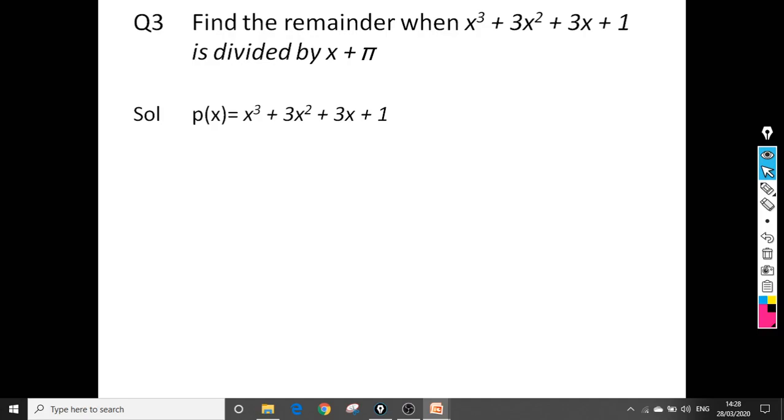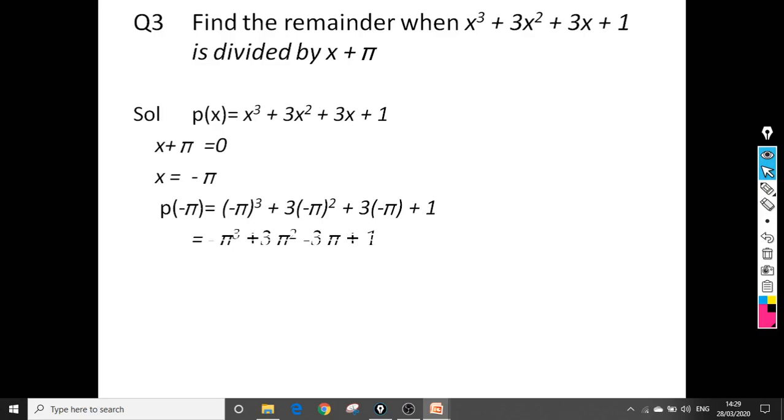Considering polynomial p of x, substituting x plus pi is 0, x comes to be minus pi. Now students, one thing you keep in mind here, don't try to substitute the value for pi as 22 by 7. If the value for pi is not given as 22 by 7 in the question, we will not substitute it. We will keep the answer in terms of pi. We'll substitute x as minus pi. By solving this further, your answer is minus pi cube plus 3 pi square minus 3 pi plus 1, and that is the required remainder.